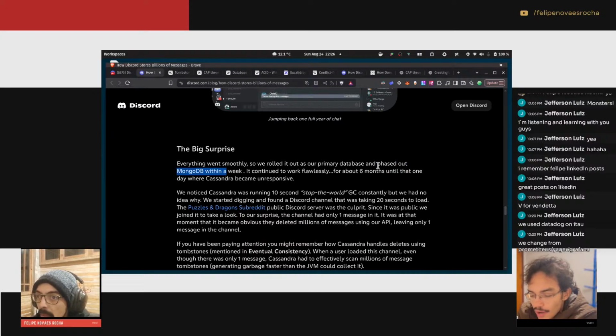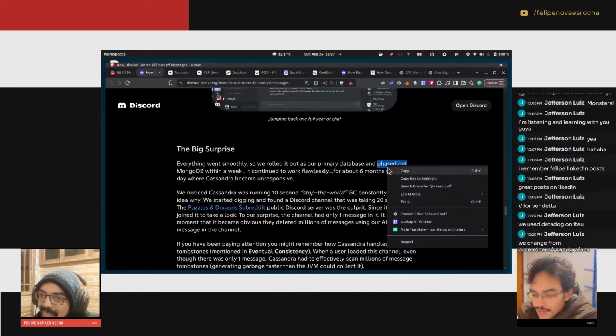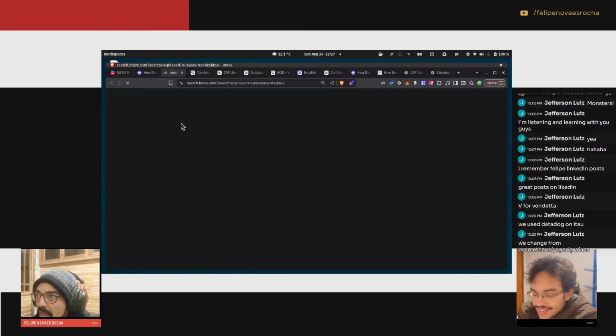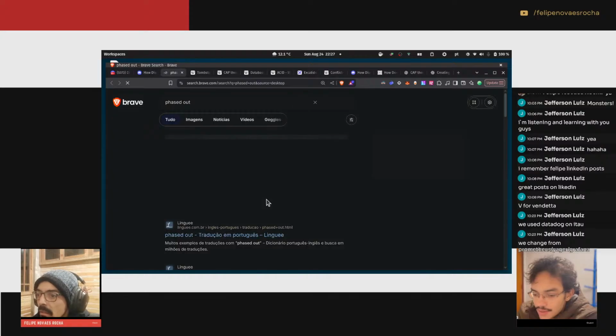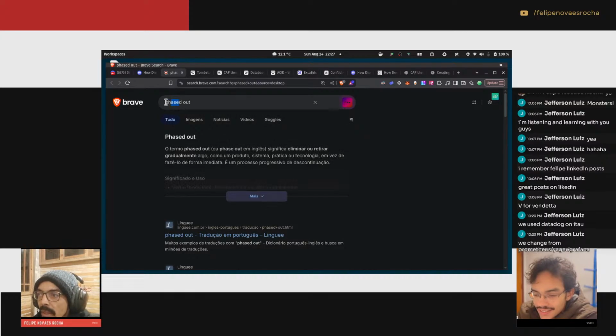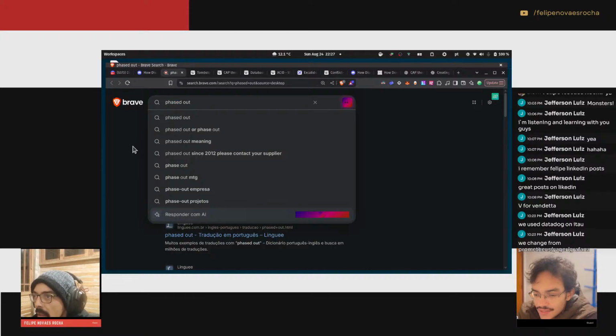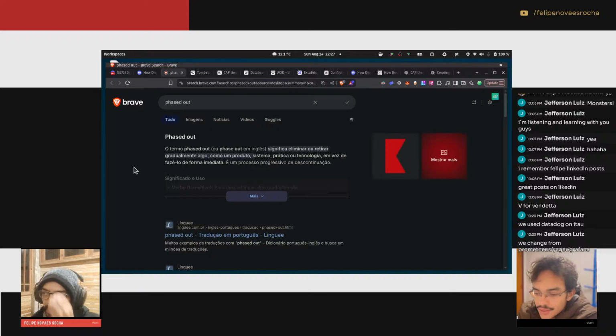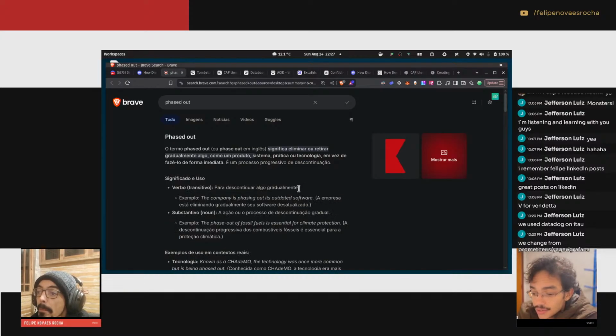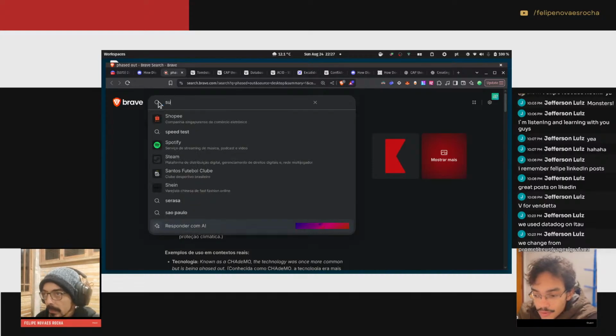Why phase it out and not power it off? Yeah, it's an expression in English. I don't know the origin, but it's like leaving something behind, a phase. Phase out means to gradually withdraw something, like a product, system, practice or technology, instead of doing it immediately. Interesting. We have a phrase only for that.